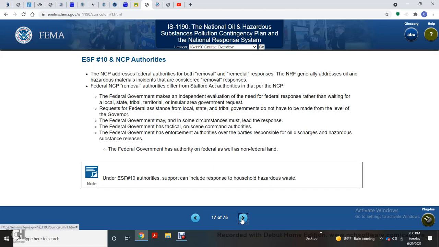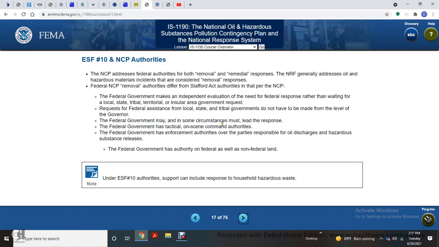Emergency support function number 10 and the National Contingency Plan authorities differ. The National Contingency Plan addresses federal authority for removal and remedial response, while the National Response Framework generally addresses oil and hazardous materials incidents that involve removal response. National Contingency Plan removal authorities differ from Stafford Act authorities in that the federal government makes an independent evaluation of the need for federal response rather than waiting for requests from local, state, tribal, territorial, or insular governments. Requests for federal assistance from local, state, and tribal governments do not have to be made at the level of the governor. The federal government may, and in some circumstances must, lead the response.